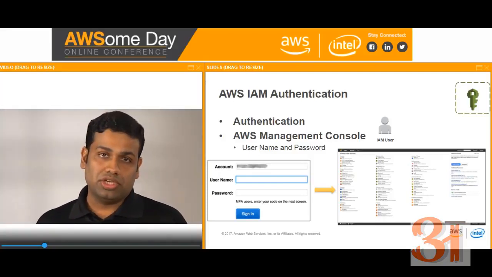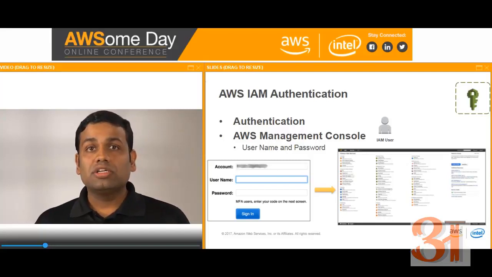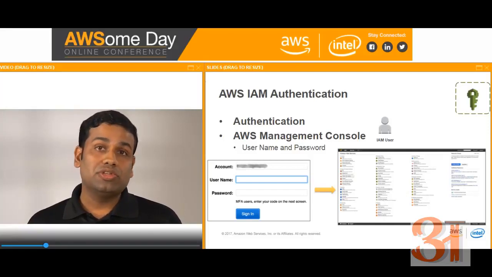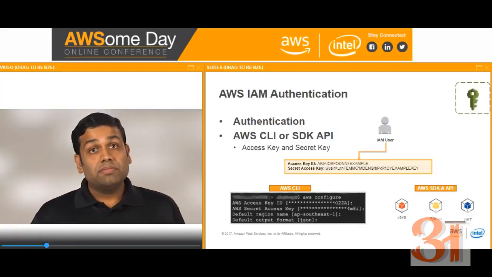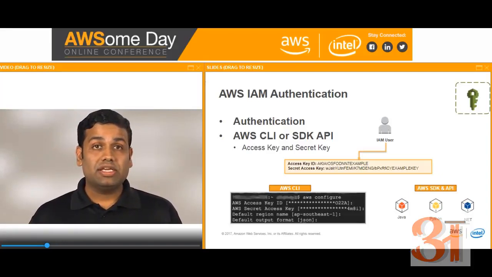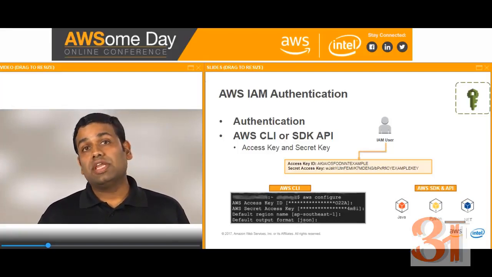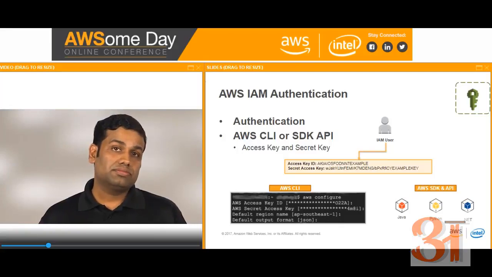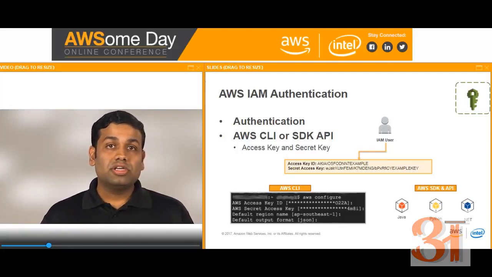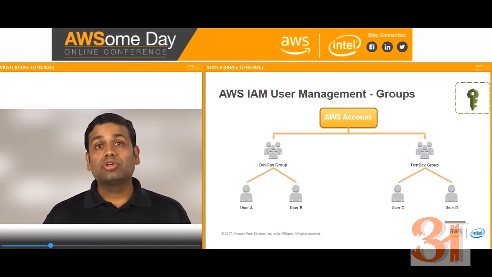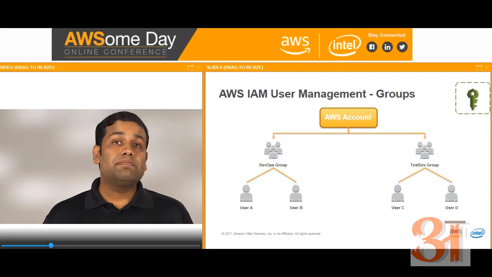Let's start with authentication. When a user tries to log in to the management console, they are required to enter a username and a password. If a user prefers to use the AWS CLI, SDK, or API, they are required to authenticate using an access key and a secret access key. Every IAM user can be securely identified using their credentials. As the number of users grow, it is recommended to create groups, as the groups help manage users more efficiently.